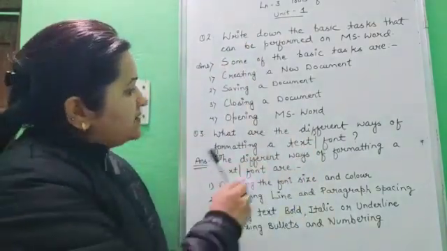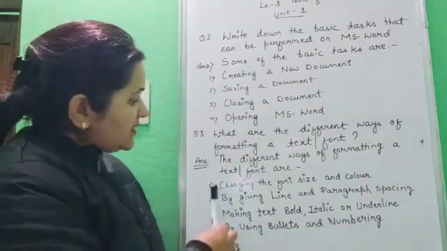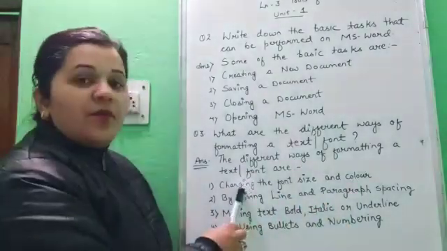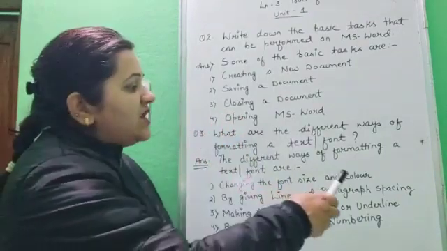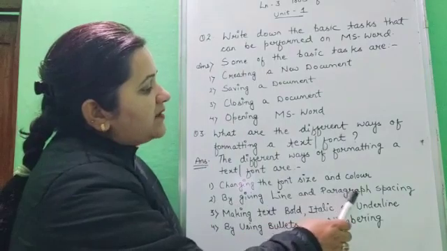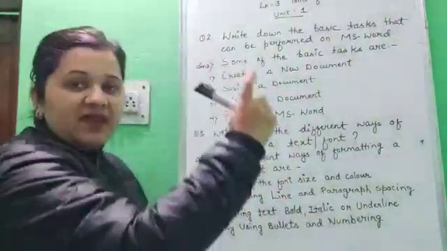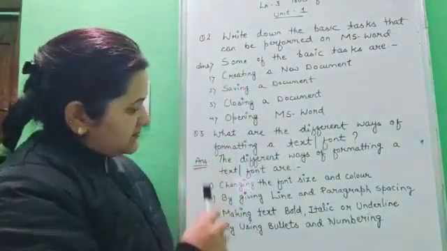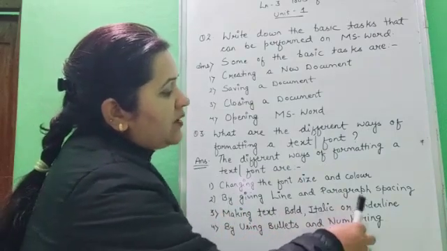Okay, so the different ways of formatting a text or font are, first, changing the font size and color. We can format the text or font by changing its size or by changing the color. Okay. Next, by giving line and paragraph spacing. By giving proper space between the lines and paragraphs, we can also format the text. Okay. Third, making text bold, italic or underlined.